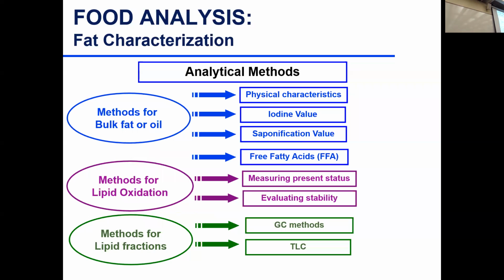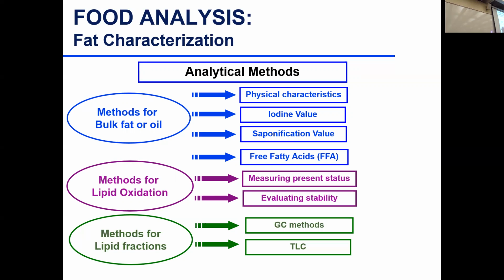Iodine value gives us the degree of unsaturation. It's an important test for characterization of the oil and also for determining the efficiency of hydrogenation. So if we want to hydrogenate the oil and produce a saturated margarine from the oil, we need to determine if we really got all of the double bonds saturated with hydrogen. So we test iodine value before and after hydrogenation.